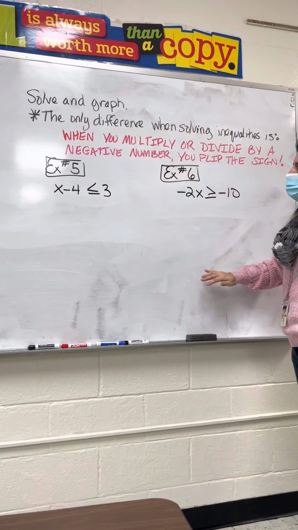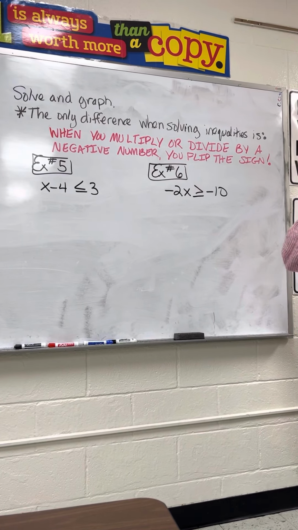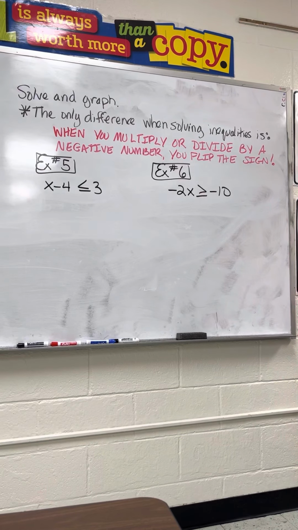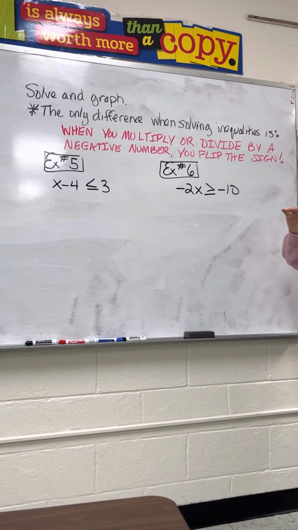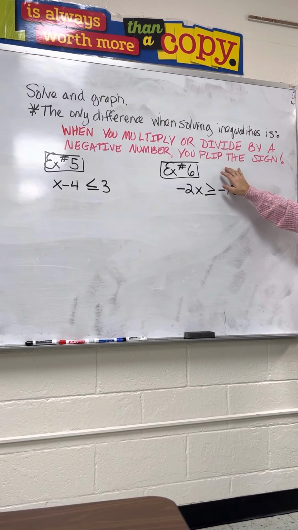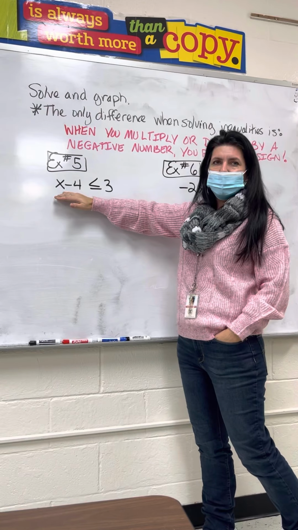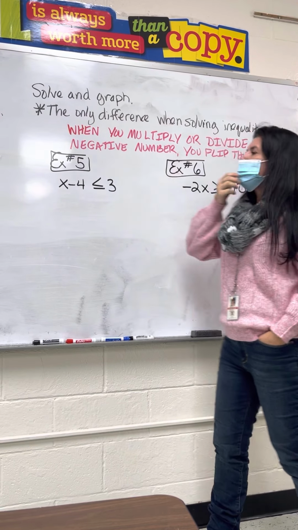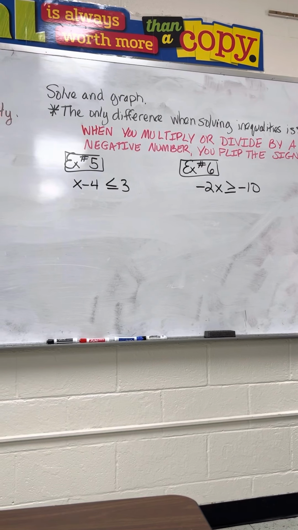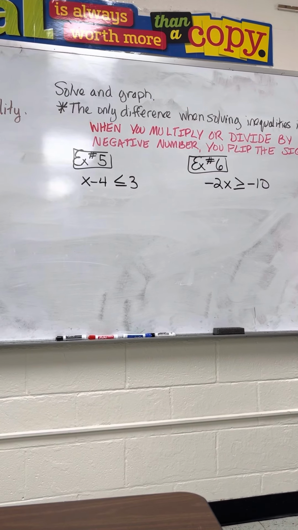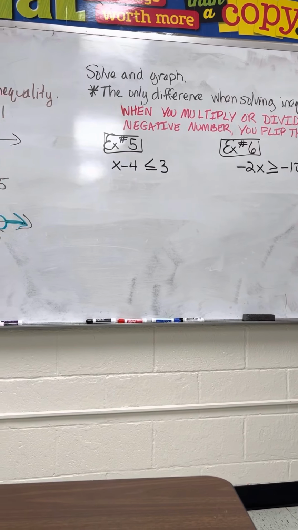Okay, moving on to solving and graphing. We're gonna solve these exactly the same way as we did equations. These are one step. The only difference is what I have in red up here. When you have addition and subtraction like this, nothing's different. When you're solving, if you multiply or divide by a negative number, you flip the sign. That's the only difference. So I'll show you that in just a second here.